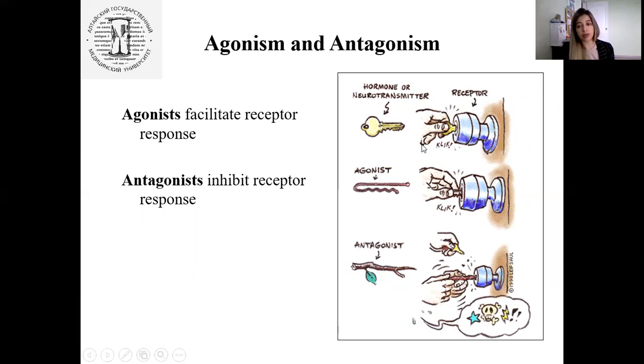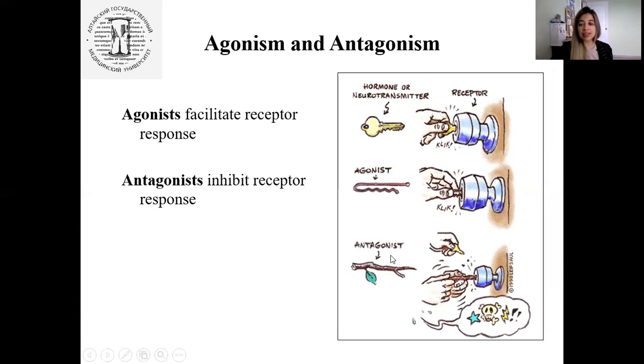Then we have a drug that can be an agonist. Agonist means it facilitates receptor response, we remember, yes? So if you use an agonist for opening the door, what will happen? Click, hop, okay, the door is open. So the effect is good, the effect is produced. So our receptor made the good effect.